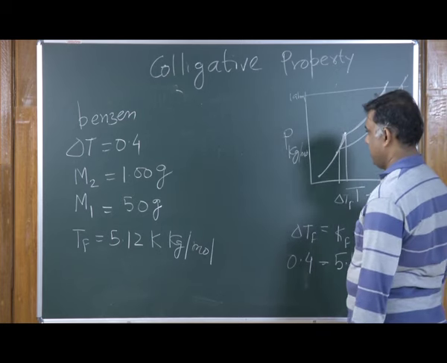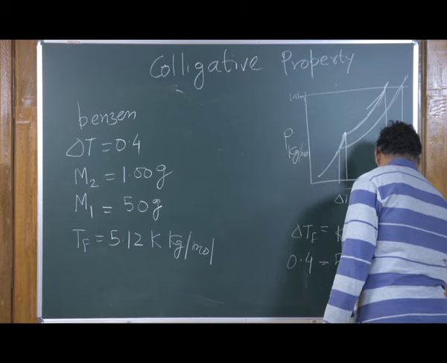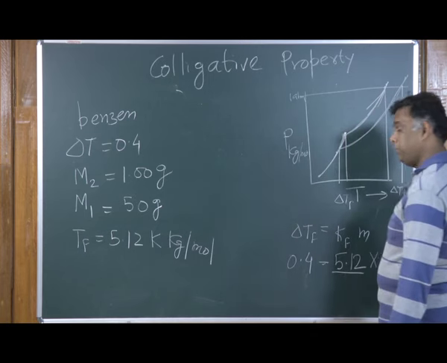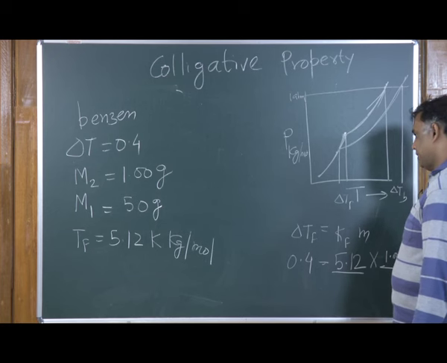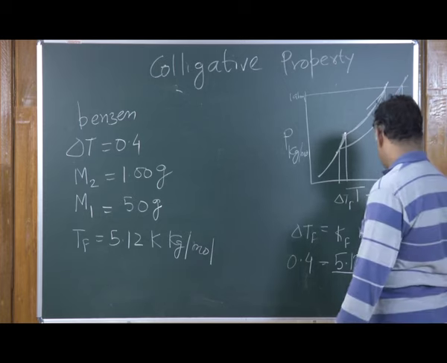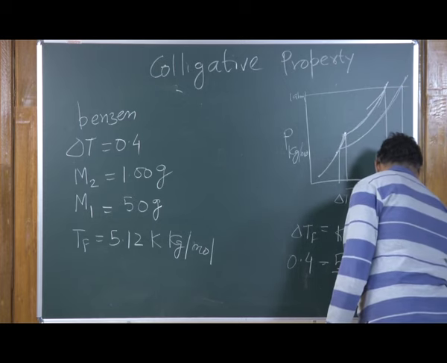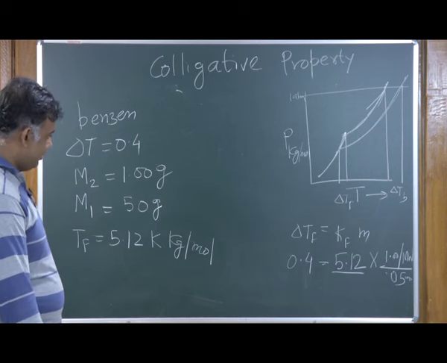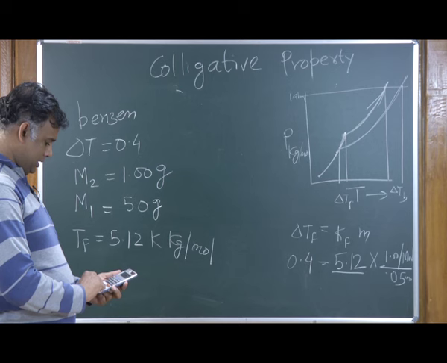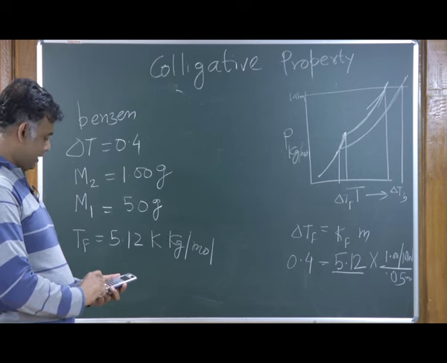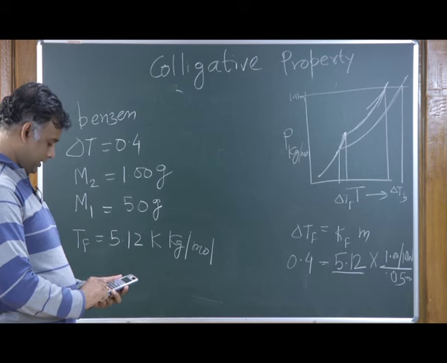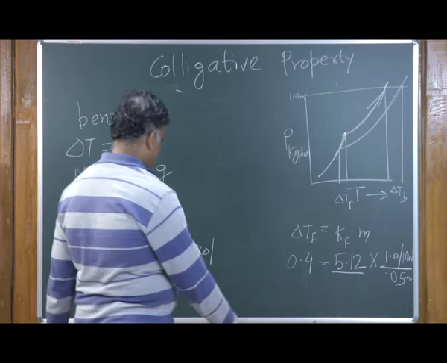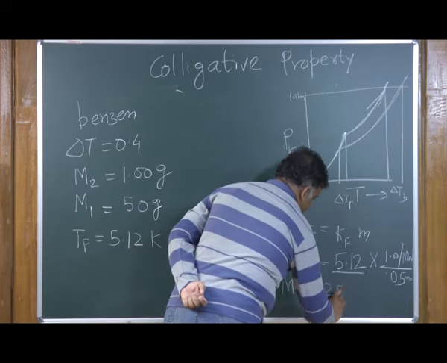But molality is again moles of solute, which is 1 gram of solute divided by molecular weight of solute, divided by weight of solvent in kg. So, this would be 0.05. So, we can use this relation right here and we can calculate the molecular weight. So, the molecular weight is going to be 5.12 divided by 0.05 divided by 0.4. So, answer comes out to be 256. So, the molecular weight of unknown solute is 256.